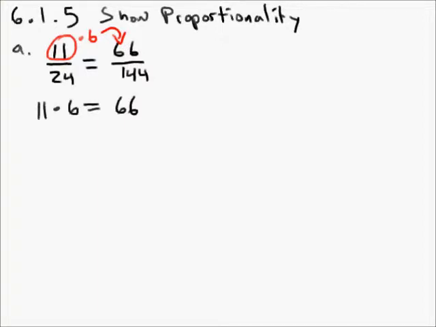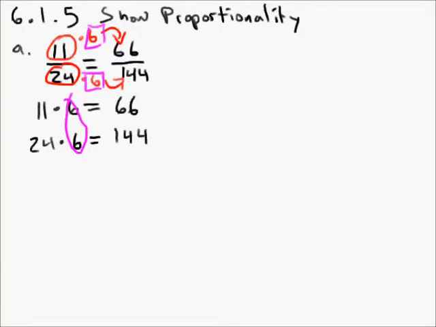The question is, is it the same for the denominator? What happens when I take 24 and I multiply that by 6? Well, I get 144. So that means that I take the denominator, I multiply it by 6, I get the denominator of the right hand side. 6, 6. It matches. They're both 6, so we've shown that this is a proportion.